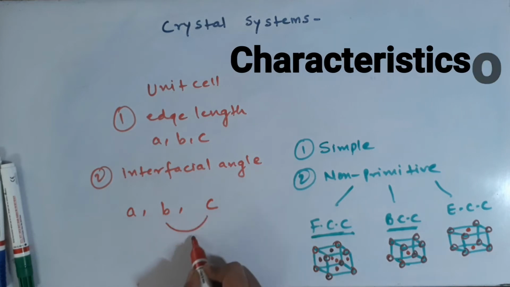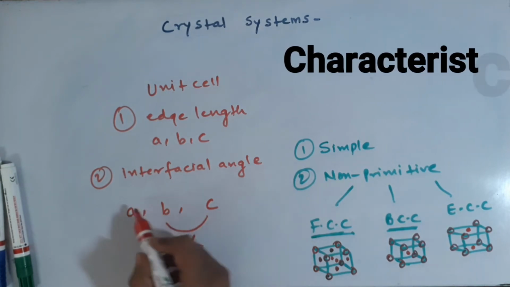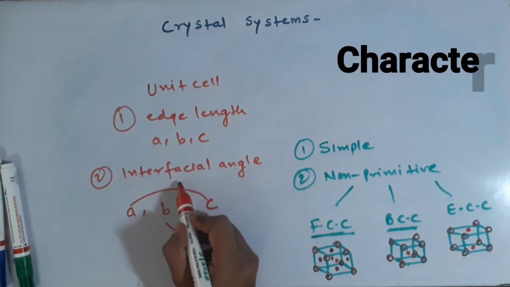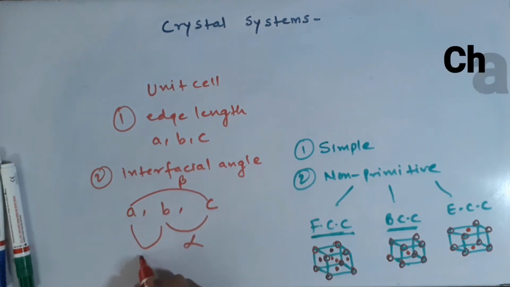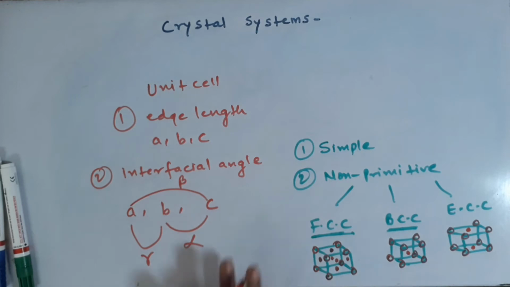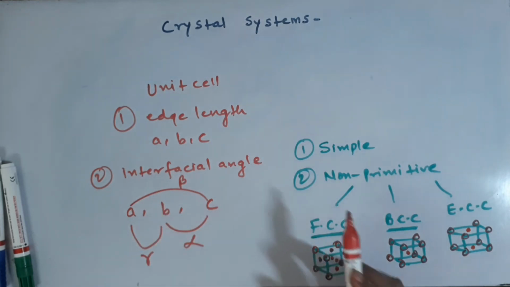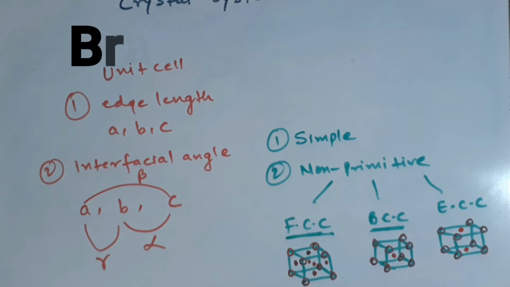The angle between B and C is called alpha. The angle between A and C is called beta. And finally, the angle between A and B is called gamma. So these are the two important parameters to differentiate between the two cells.